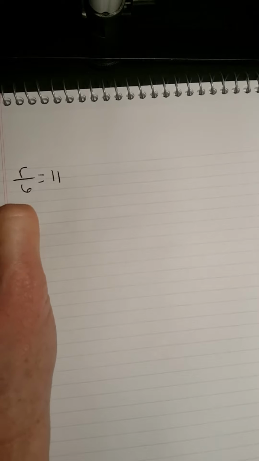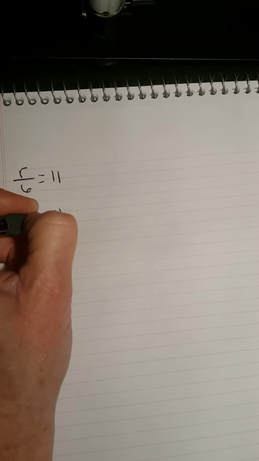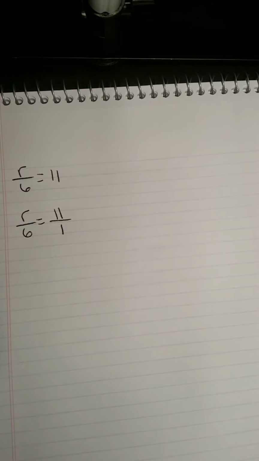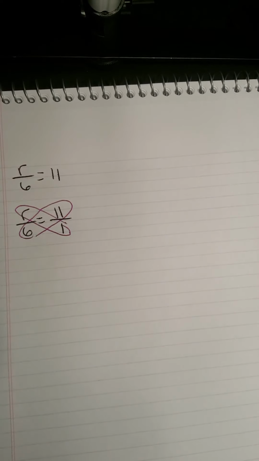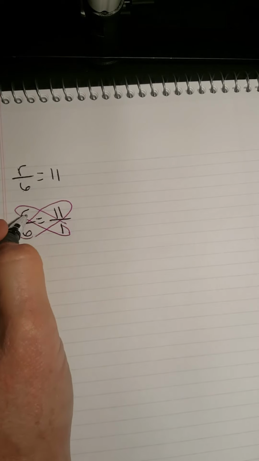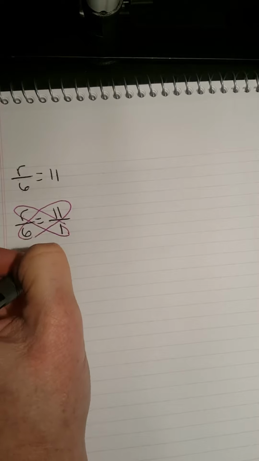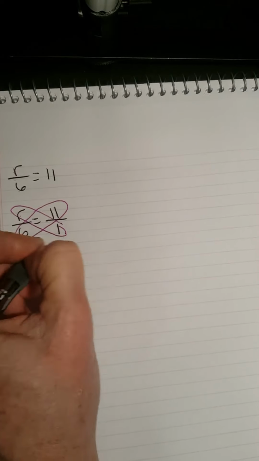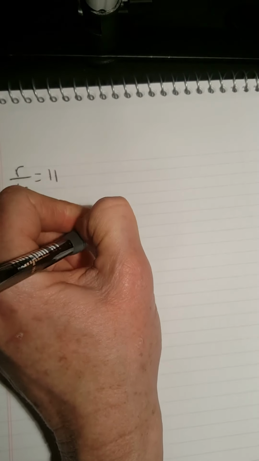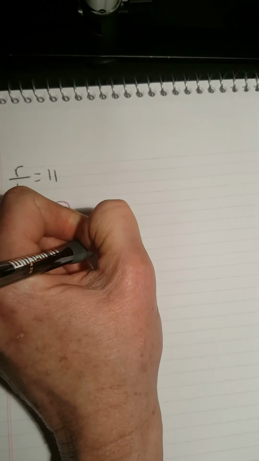Okay, so again, we rewrite this as a proportion. 11's a whole number, we put it over 1, and then we just cross multiply. Okay, and this is just like the addition subtraction ones that we did previous. This is asking me what number can I divide by 6 and I get 11. Okay, so r times 1 is just r, or 1r. 6 times 11 is 66. I'm going to do that here off to the side so you can see it.